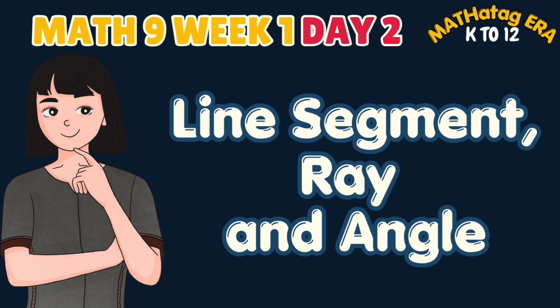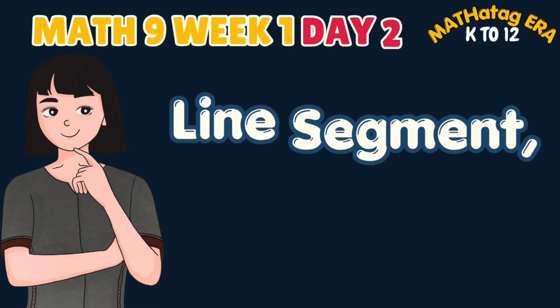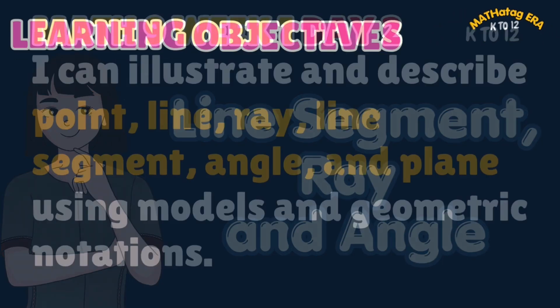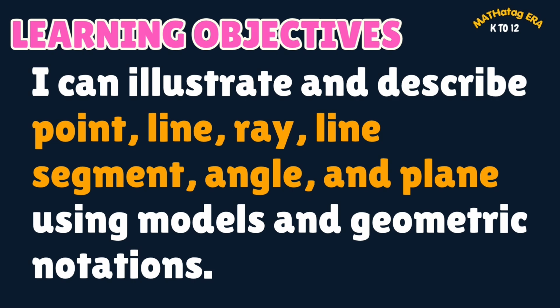In our previous lesson, we learned about the undefined terms in geometry, such as point, line, and plane. Today, we will continue our discussion by learning about the subsets of a line, specifically the line segment and the ray. Also, I will discuss to you about the angle. For the learning objectives, please read.